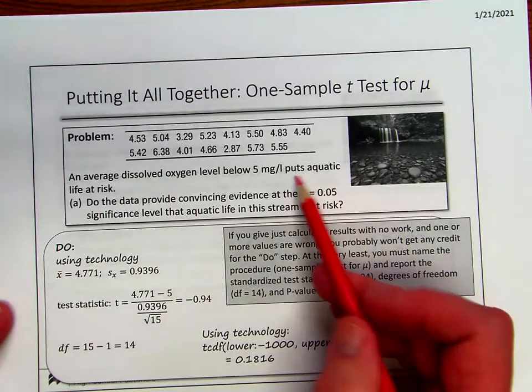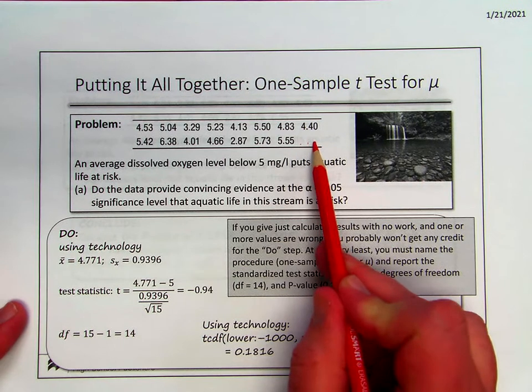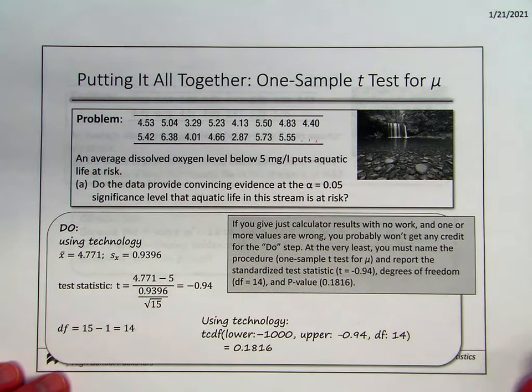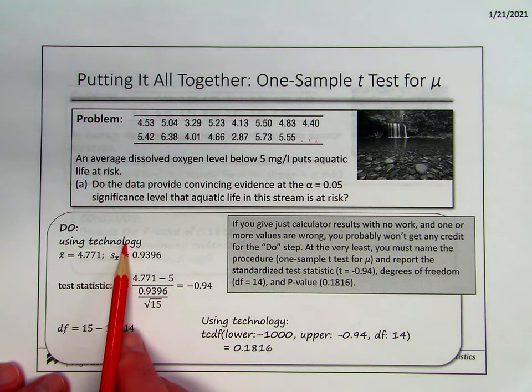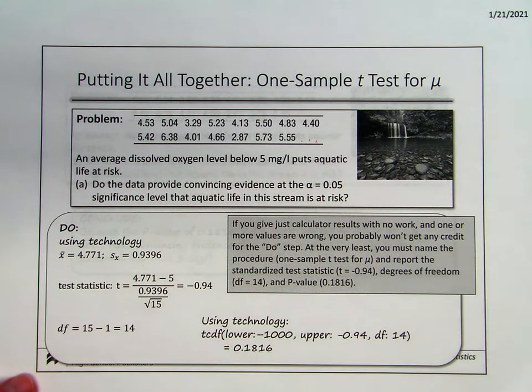Okay, now for the do step. They didn't give us the summary statistics on this. What we need to know is sample mean, sample standard deviation. They're never going to expect you to calculate that by hand. Now, if they're not given in this problem, you should state, well, where are those numbers coming from? So using technology, sample mean, sample standard deviation. Get that from one variable statistics on your calculator.